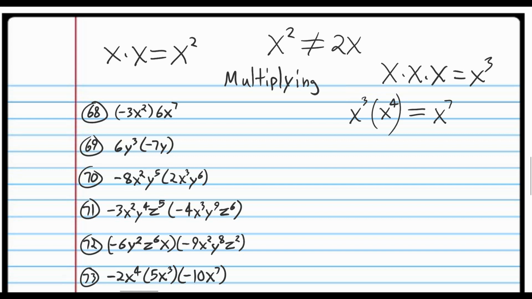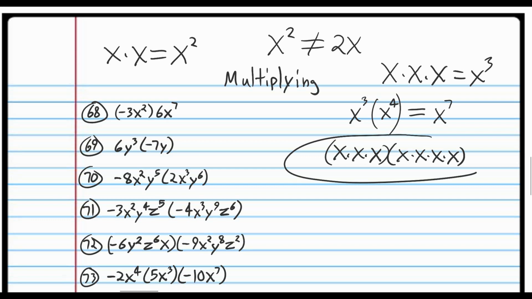Now that really makes students nervous. They don't understand why you're adding the power, but I just explained why you're adding the power. It's very simple. You have 3 x's that you're multiplying, and then you multiply those x's by 4 x's. So now guess how many x's you're multiplying? 7. You just add the powers. So that's the explanation for all that.